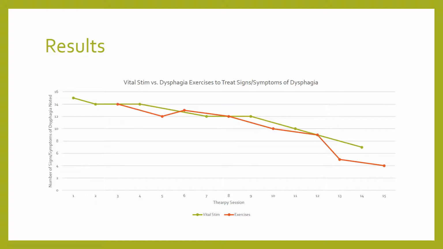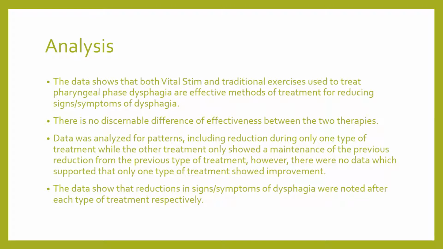As you can see with the results, VitalStim and traditional dysphagia exercises were both very effective at reducing the signs and symptoms of dysphagia. The neat part about the data is that it shows that VitalStim and traditional exercises used to treat pharyngeal phase dysphagia were effective methods of treatment for reducing the signs and symptoms of dysphagia.